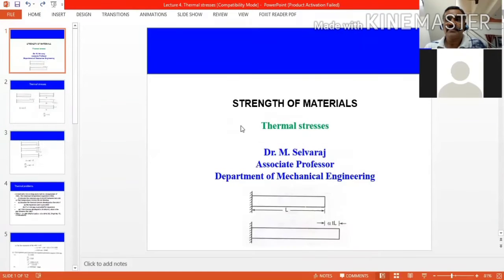In this class, we are going to discuss thermal stresses: how to find the stress value when a structure is subjected to an elevated temperature rise or heat.